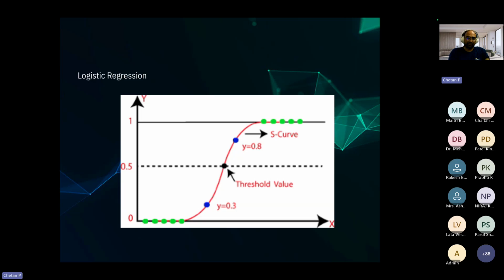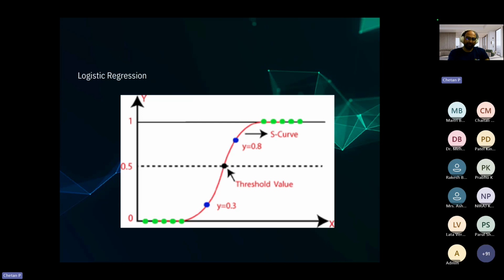So this is a pictorial explanation of logistic regression. You can see here 0 and 1, and this S shape is called a sigmoid function. This is the threshold value. You can move this threshold value up and down, but by default, 0.5 is the default threshold value.